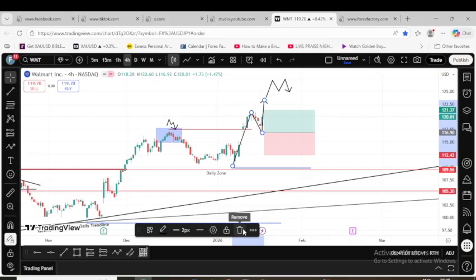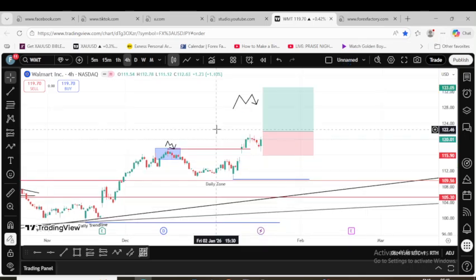Since my laptop battery is low, let's lock it. So this is my expectation of Walmart Incorporated shares. I'm expecting a rise in their share value, but that is only if price can break through this one dot. Let's make it out.